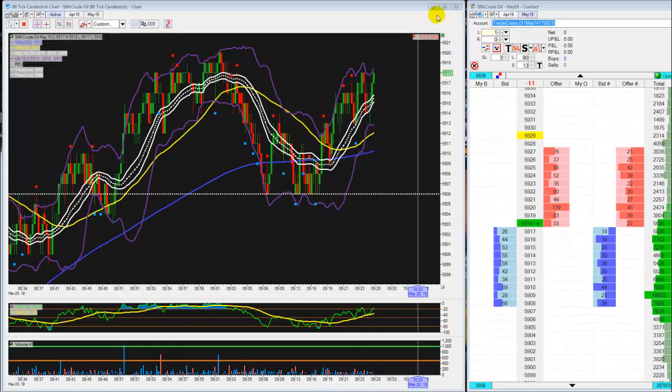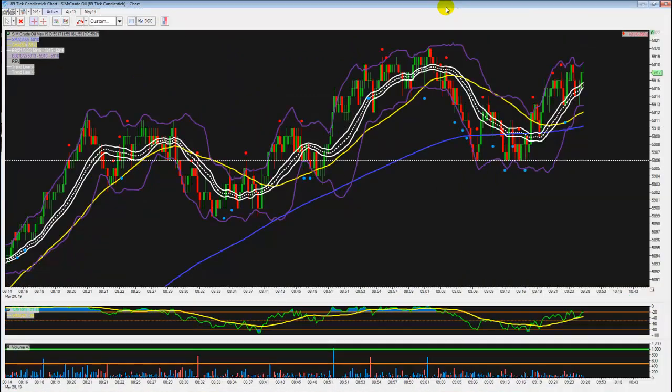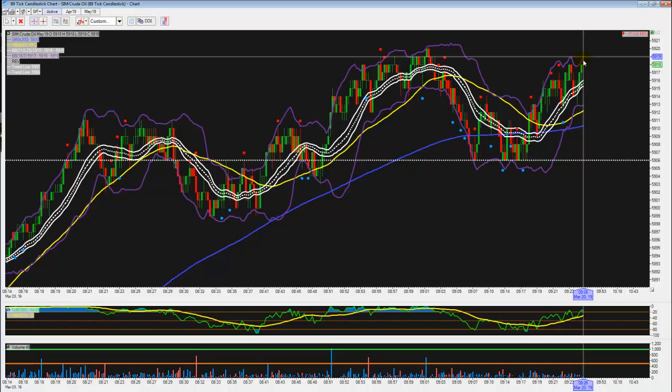So what I'm going to do right now is blow the screen out to full screen because it's going to get kind of crazy here when we get close to the report. We're about 5 minutes from a release right now, and I want to see it as it gets rolling.